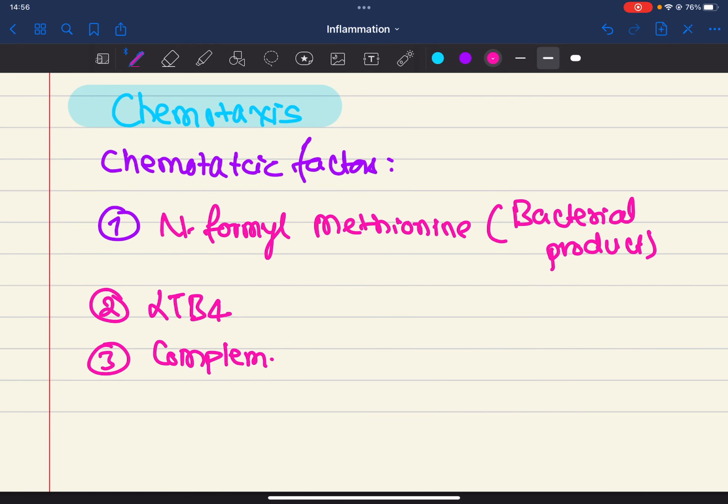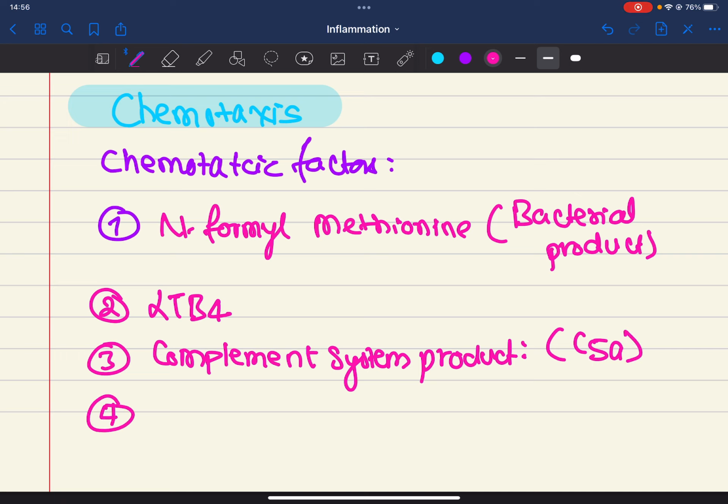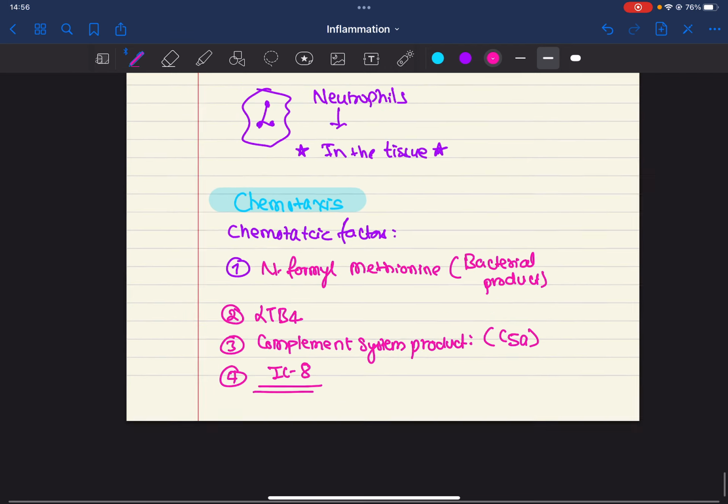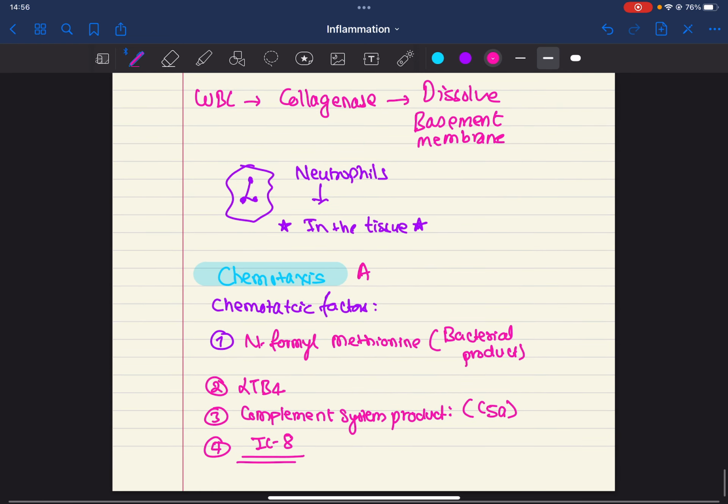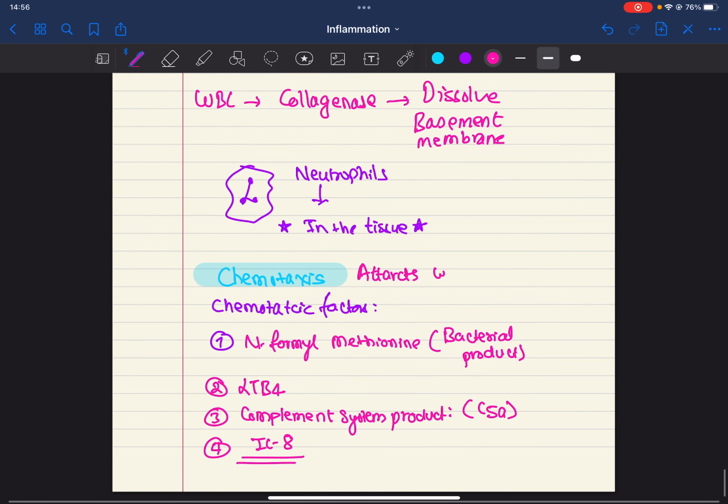I hope the complement system is covered in microbiology. Complement system product C5a. I'll also be covering the complement system in the chemical mediators of inflammation. In the complement system, C5a also acts as a chemotactic agent, and also interleukin 8. They attract the WBC towards the site of inflammation.